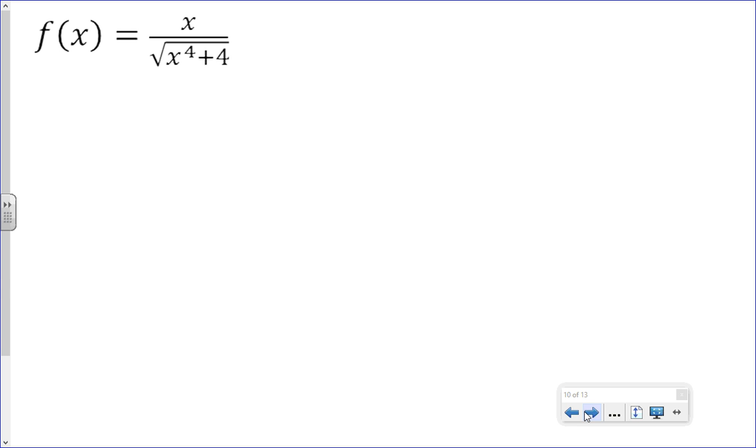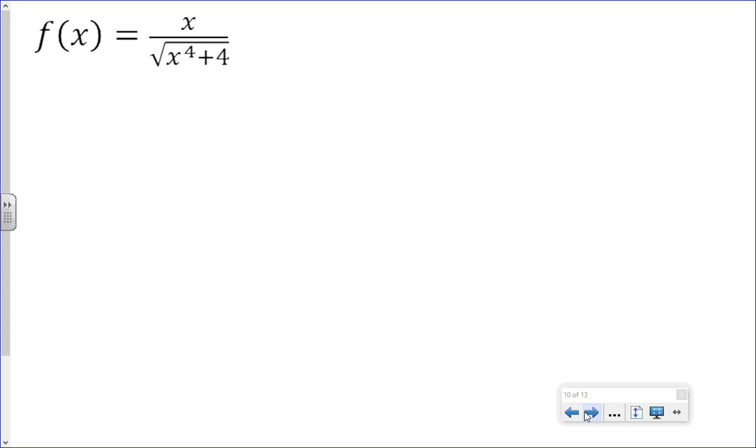Okay. Now we need to be able to apply this rule in the midst of other rules. So you see here we have a quotient. Now you could write that as x times x to the fourth plus 4 to the negative 1/2 and do a product rule. You can keep it in the denominator and do the quotient rule. It's kind of six one way, half a dozen the other. But for now, we're just going to keep it as a quotient rule.